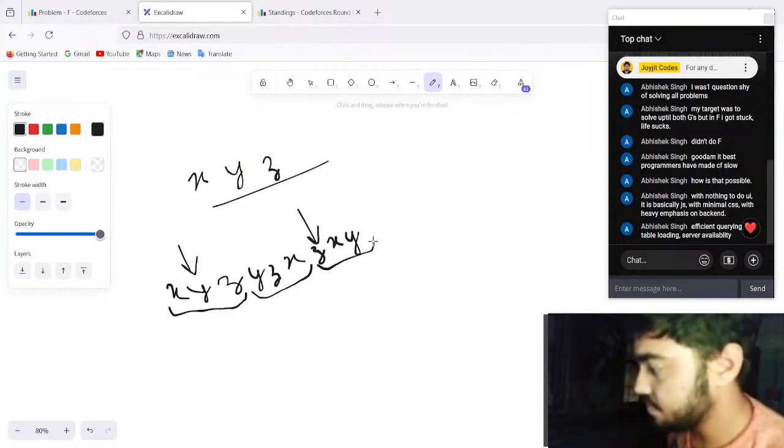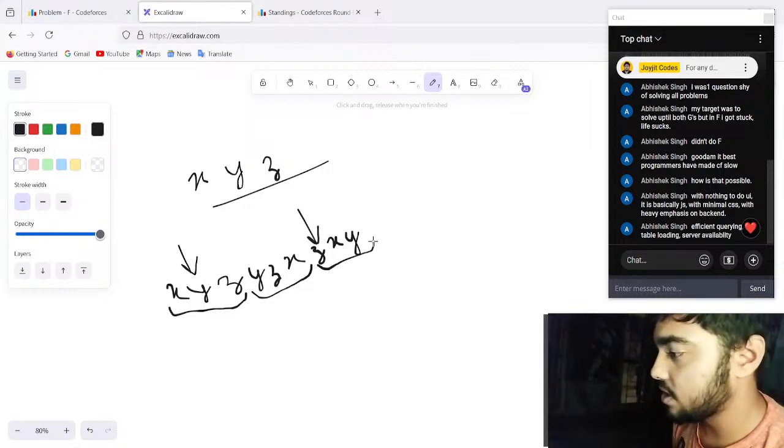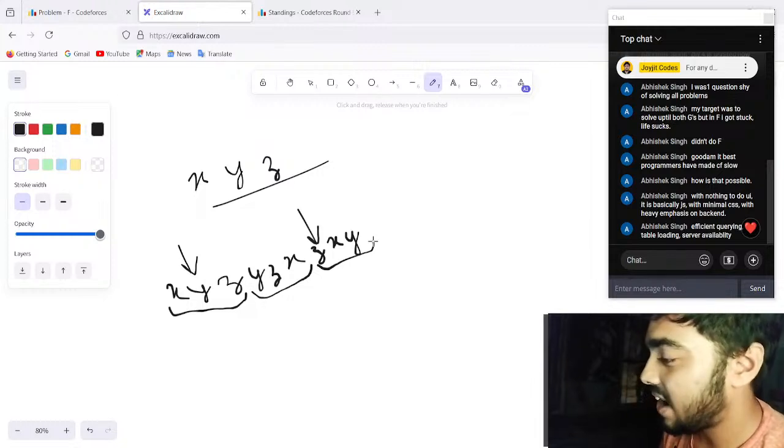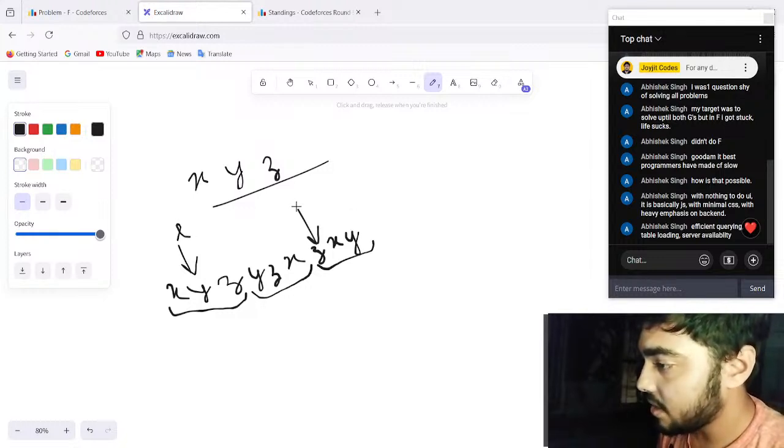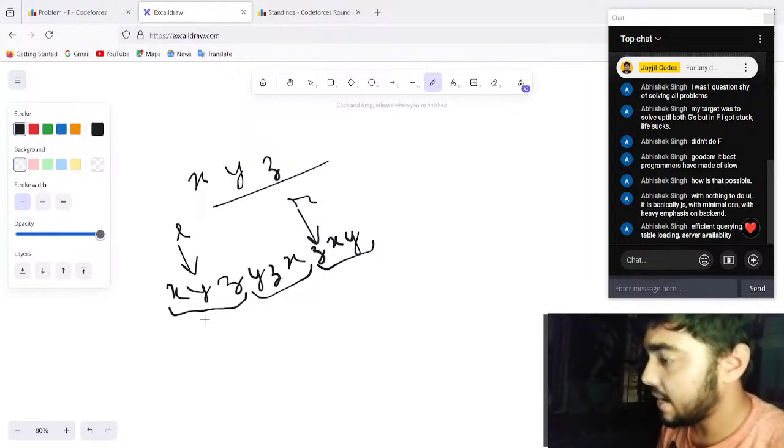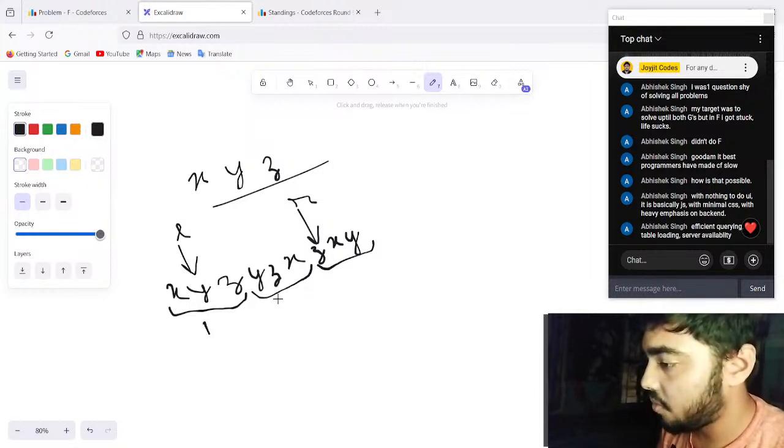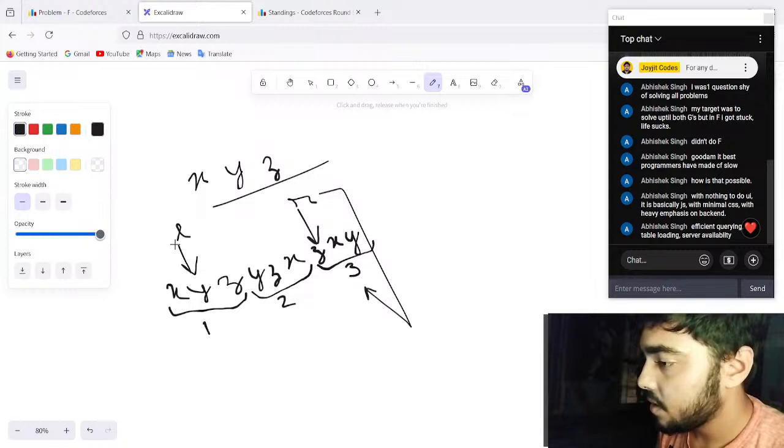How is it easier? I'll just tell you. From this point of view, if you know the value of L and the value of R, you can find at which group this L and R belong. So let's say this is group 1, this is group 2, and this is group 3. R belongs to group 3, right? And L belongs to group 1.